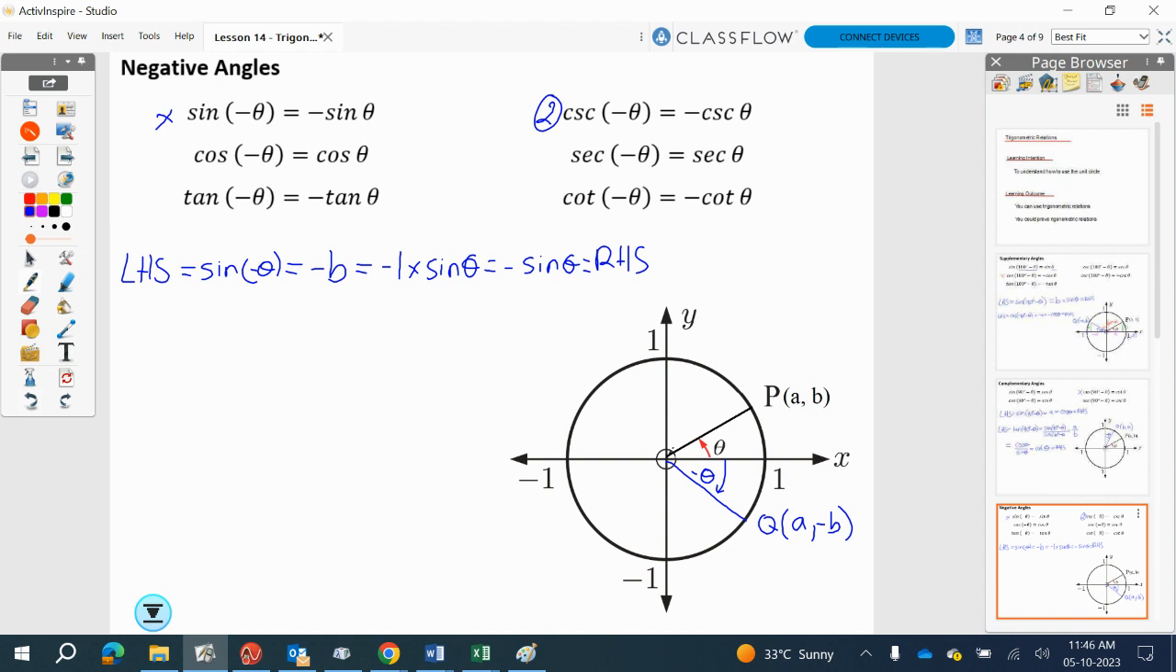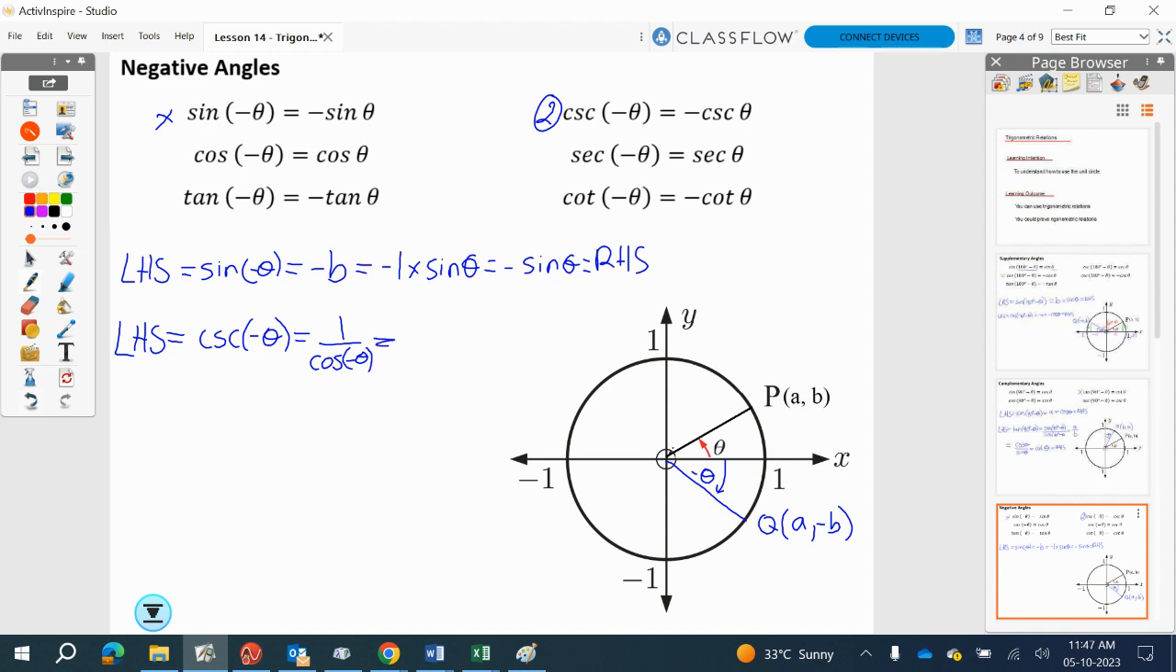So we're going to have a go now at question 2. Question 2, we need to show this one. So the left-hand side is equal to the cosecant of minus theta, which is equal to 1 over the cosine of minus theta.